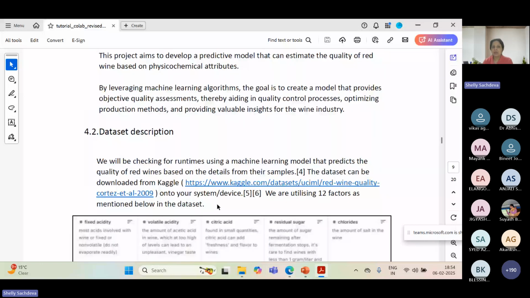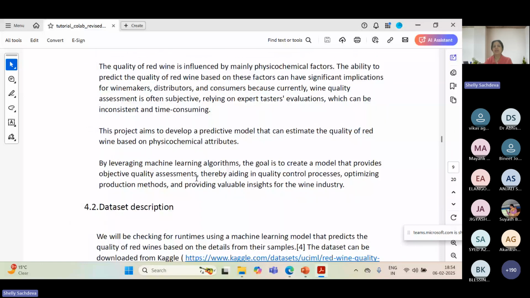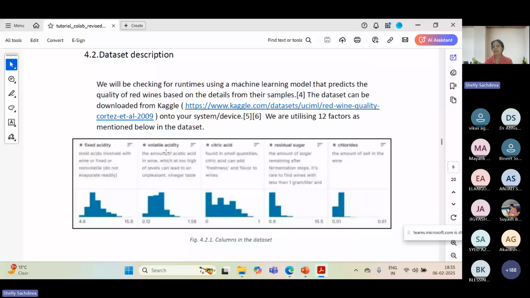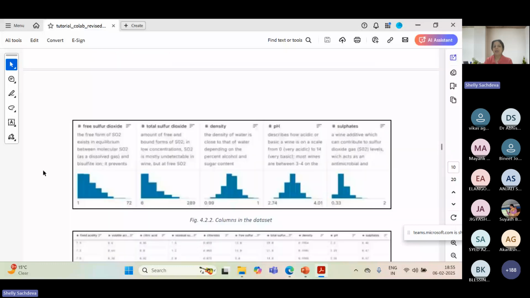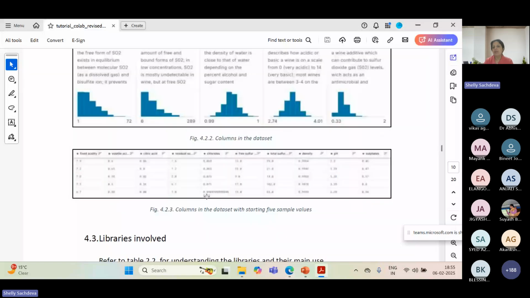The purpose of working with this particular data set was that the quality of red wine is usually influenced mainly by physicochemical factors. So the ability to predict the quality of red wine is usually based on significant factors. The aim was to develop a predictive model that can estimate the quality of red wine based on these physicochemical attributes. For example, the particular attributes were: fixed acidity, volatile acidity, citric acid, residual sugar, chlorides, free sulfur dioxide, total sulfur dioxide, density, pH, and sulphates. These are the corresponding columns in the data set, and a snippet sample from there is picked up and shown for clarity.